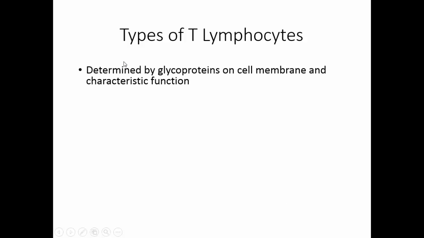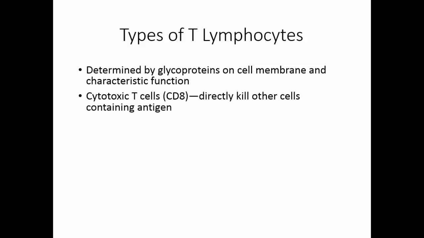There are different types of T lymphocytes, and these are determined by the glycoproteins on the cell membrane and by their characteristic function. The cytotoxic T cells have the CD8 receptor on them. Cytotoxic T cells can directly kill other cells containing the specific antigen to which they react. Now these are different from natural killer cells. Natural killer cells just attach to and kill anything that's not self. Cytotoxic T cells are going to have a specific target that they're looking for.